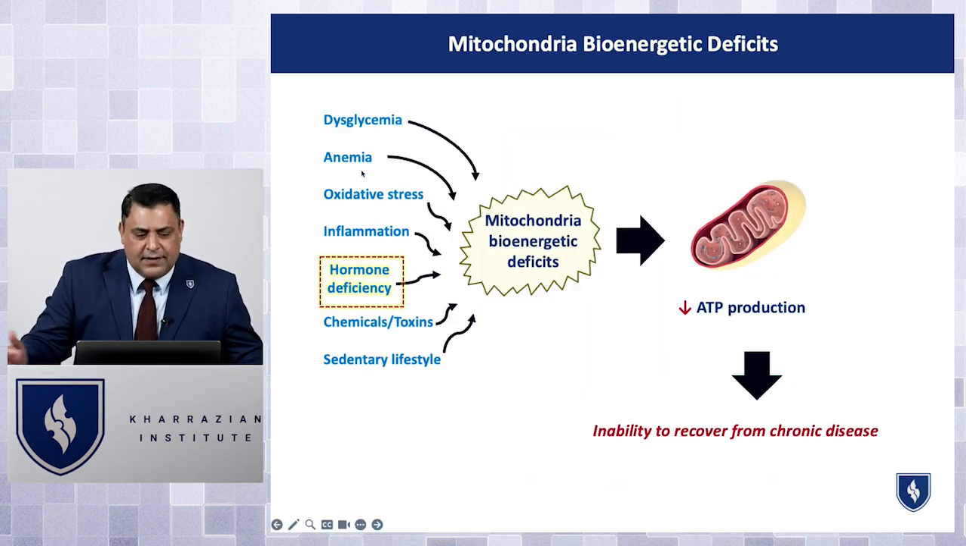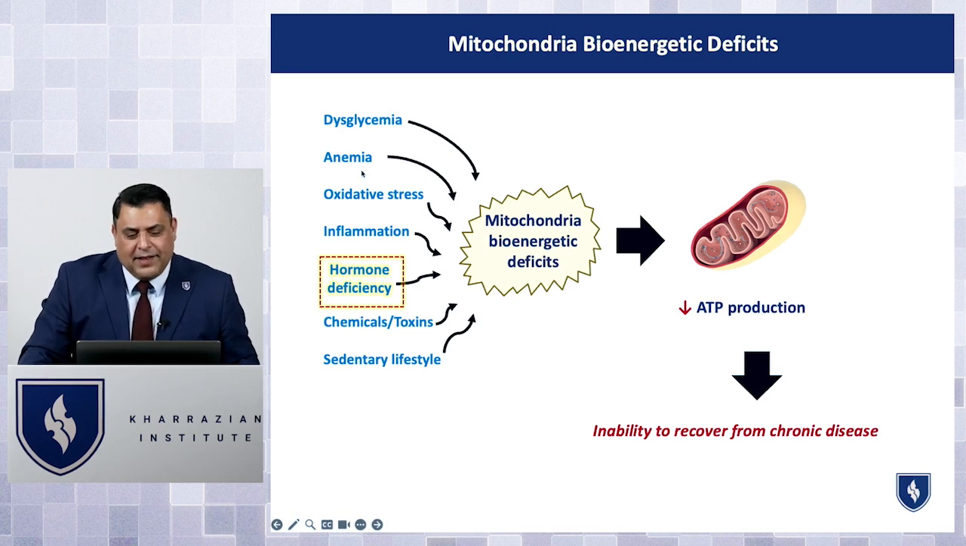Like if a patient's anemic, there's no way you're going to allow them to recover. If someone has anemia, you might as well not do anything else until you fix the anemia. Oxygen is necessary for oxidative phosphorylation.